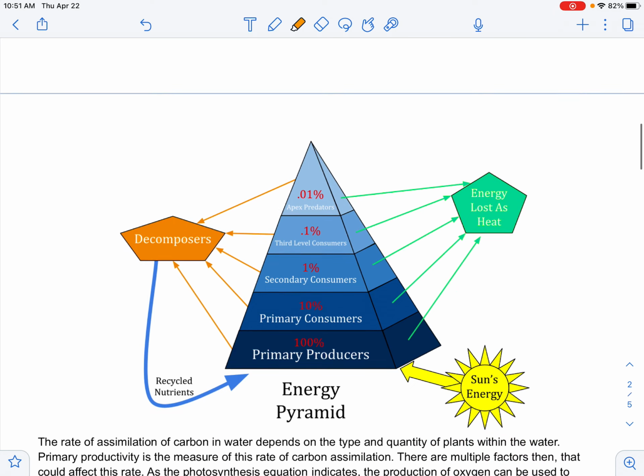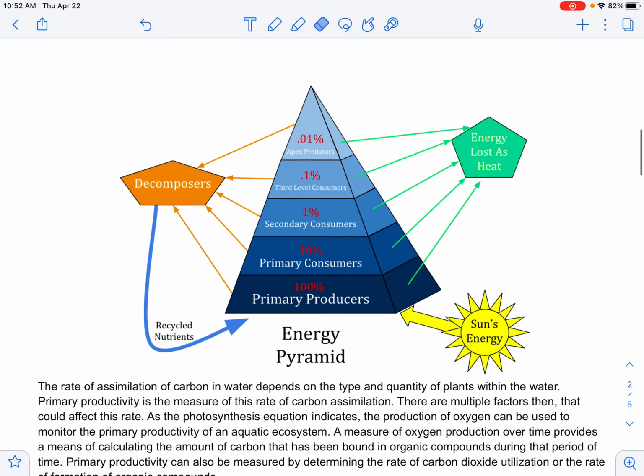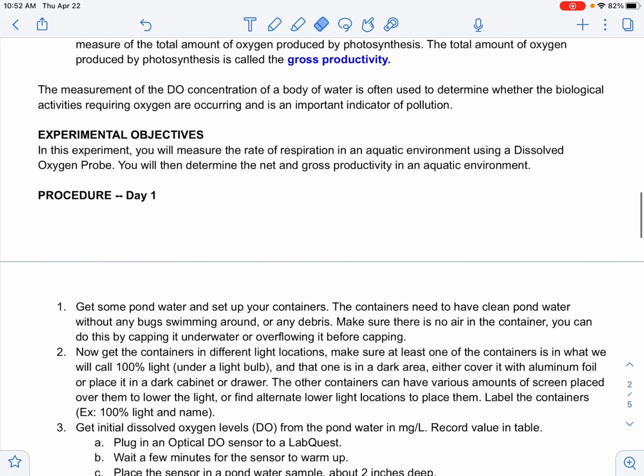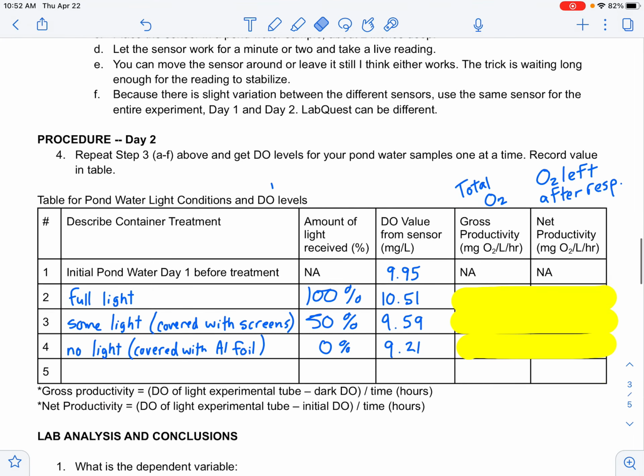Okay, and then again, just the idea of the trophic pyramid, right? So representing the fact that you have a lot more primary producers than you have primary consumers, and so on. As you go up, the point is you're going to have an apex predator because there's just such a small amount of available energy left at that point. All right, so the procedure talks about that.